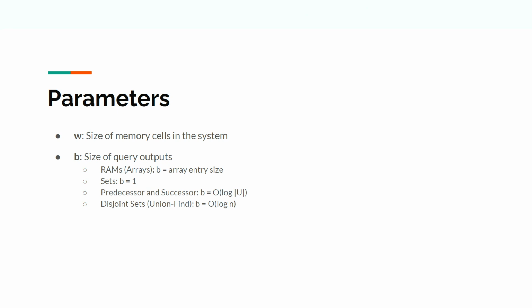So for example, for RAMs and arrays, B will be equal to the array entry size. In sets, obviously, the output is a single bit, 0 or 1, so B equals 1. You could do the same thing for predecessor and successor, where you're returning an element from a universe U, or disjoint sets, when you're returning an identifier for a set, which is log n bits.